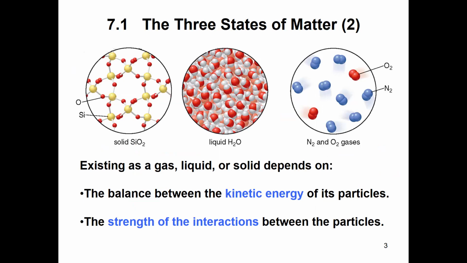If you look at this visually, you can see that a solid has this geometric arrangement here. The liquid, see how close they are, but they are still kind of randomly moving around. And finally, gases are going to be very far apart and not really interacting with each other very much. Whether it's a gas, liquid, or solid depends on the balance of the kinetic energy of its particles and the strength of the interactions. So how much energy is in the system and how strongly are those particles attracted to one another.